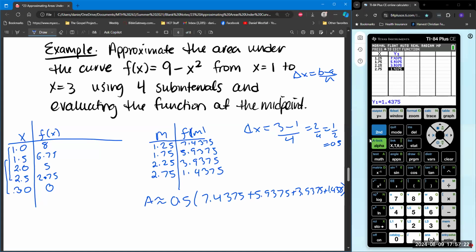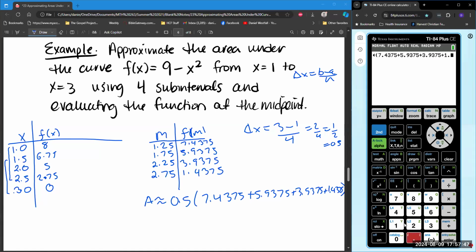So let's go ahead and do that. 0.5 times 7.4375 plus 5.9375 plus 3.9375 plus 1.4375. Close it up. And my area is approximately 9.375 square units.